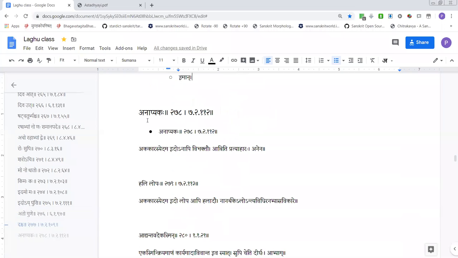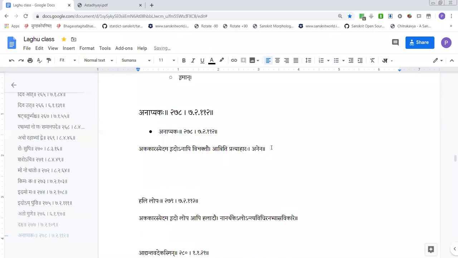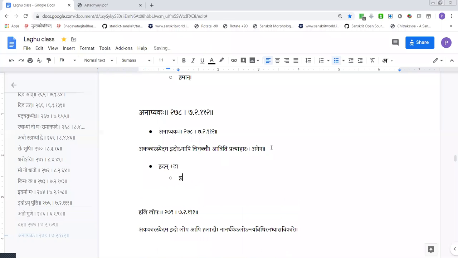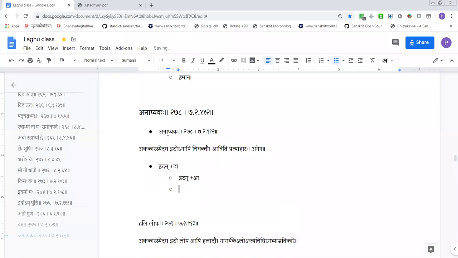So anapyaka, where is this applicable now? Now he wants to derive idam plus ta. So when he is deriving idam plus ta, what is going to happen here? Idam plus a, ta is a, by chutu tasilopa anapyaka. How do you split this now?